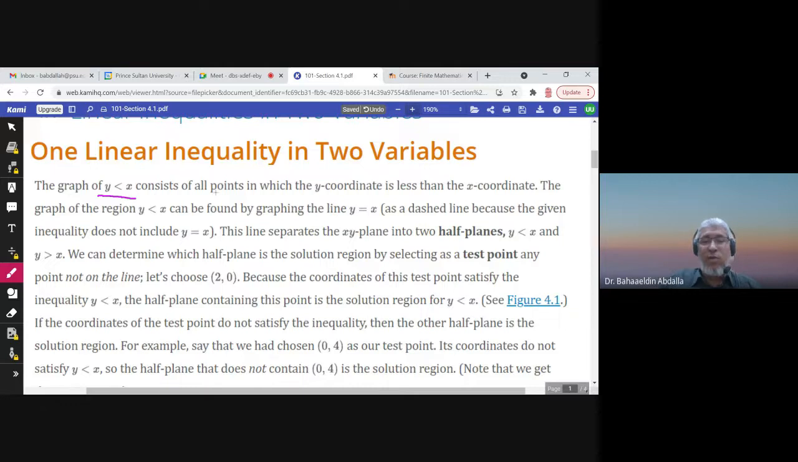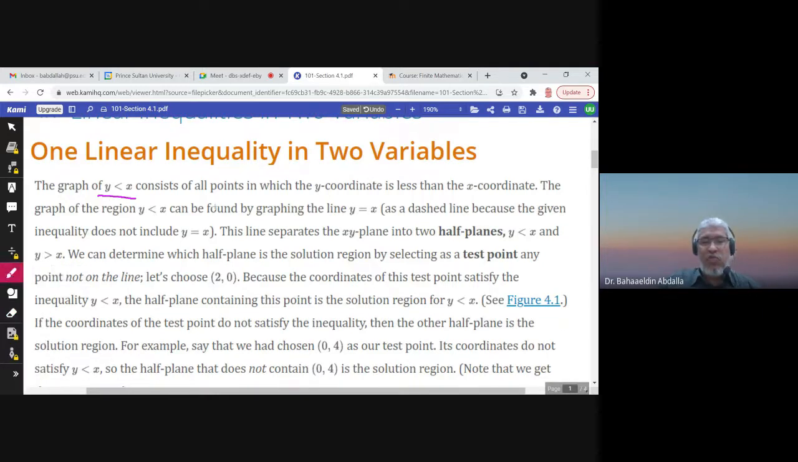It would be all points in the plane such that the y coordinate of this point is less than the x coordinate. So for example, (4, 1) would be a solution because 1 is y, x is 4, and 1 is less than 4. While (1, 4) is not a solution because here y is 4, it's greater than 1. So we need to find all the solutions. We need to sketch the graph of all the solutions of this inequality.